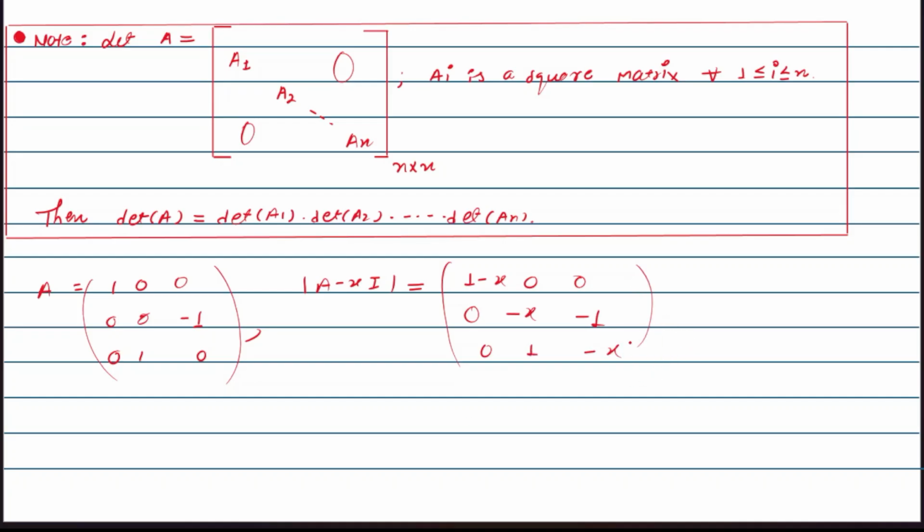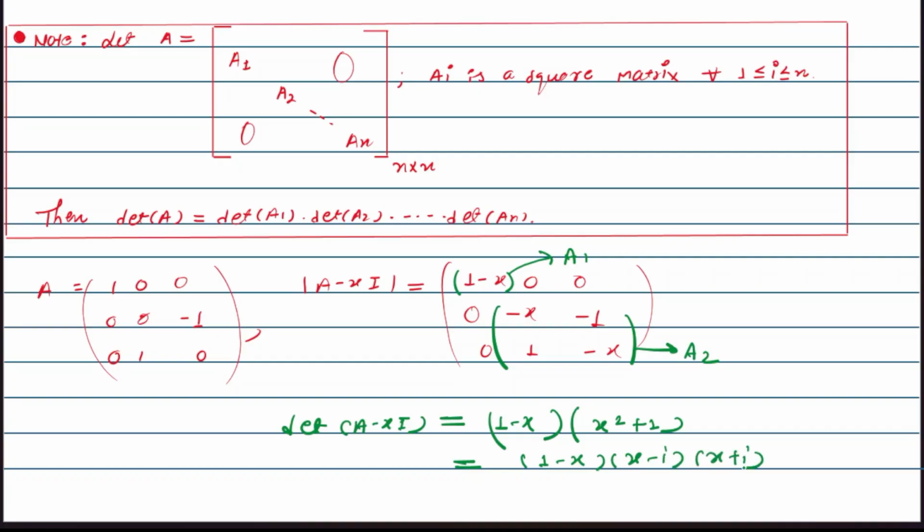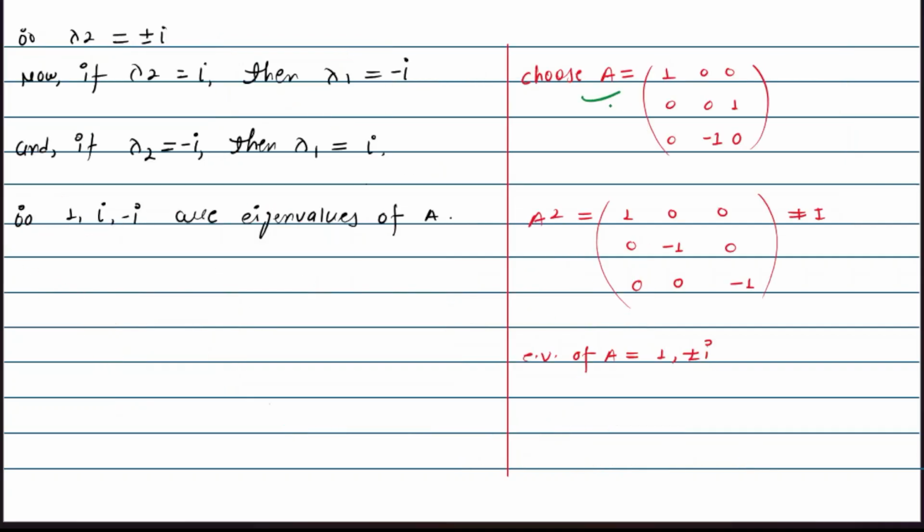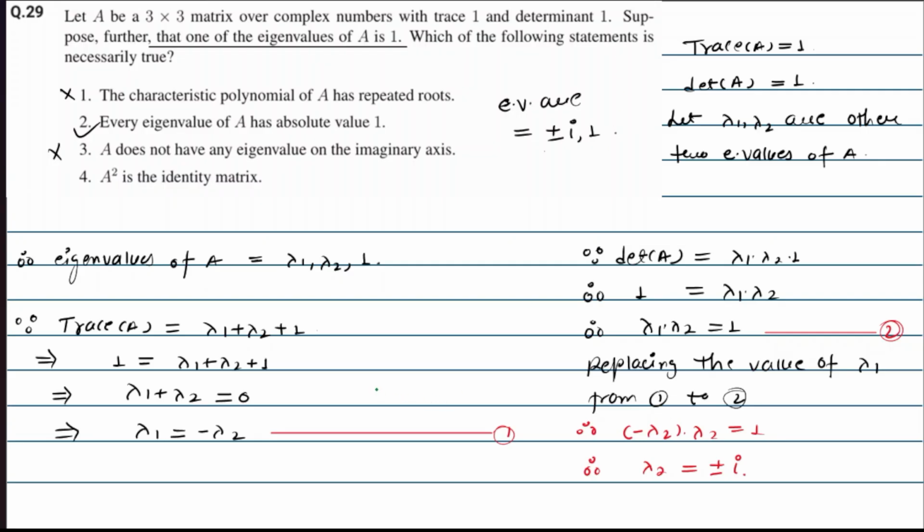Now I will make this A1 and this A2. So the determinant of A minus x I is equal to the determinant of A1 times the determinant of A2. This means 1 minus x, as it is a 1 cross 1 matrix, and the determinant of the other block will be x square plus 1. This means 1 minus x, and x minus iota, x plus iota. So with the help of this note, I can make a counterexample immediately. I choose A in this way, and A square is not equal to identity, but the eigenvalues of A are these. So the fourth is the false one.